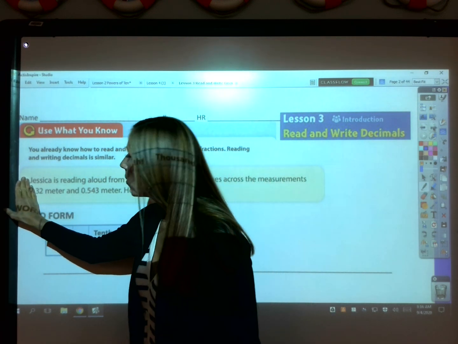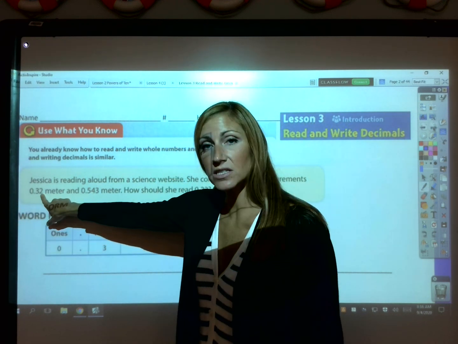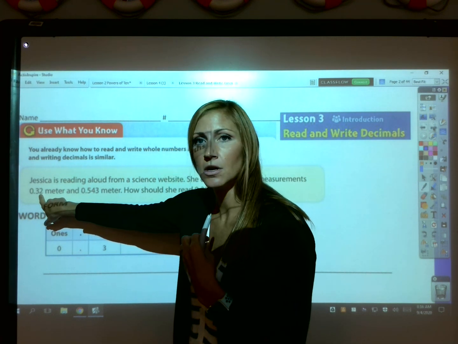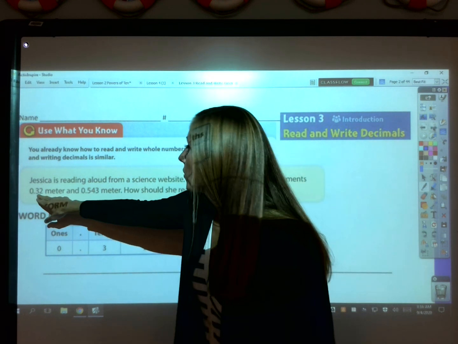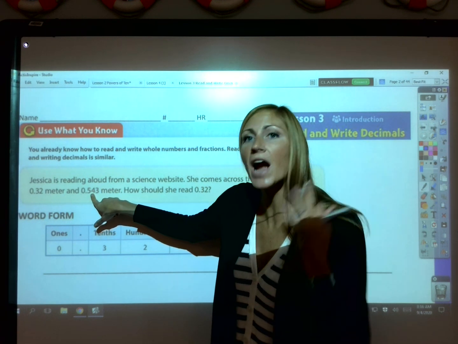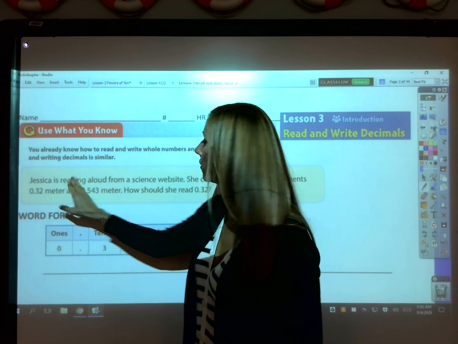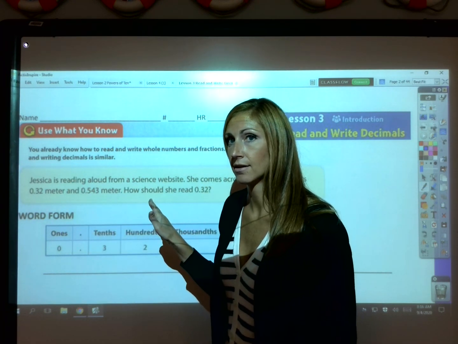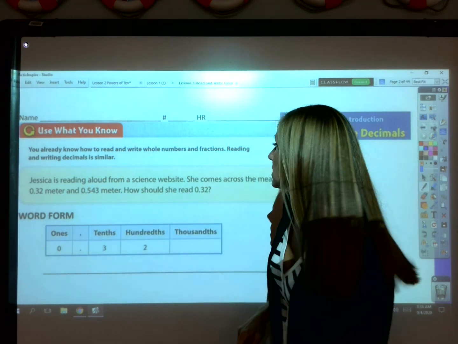So you read it like a whole number, and it's 32, and then you say what place value it is all the way in. So 32 hundredths. So she is reading measurements at 32 hundredths meter, and so how would you do this one? Give it a try. Say it out loud right now. It would be 543, and then what place value is it in? The thousandths. So 543 thousandths meter.